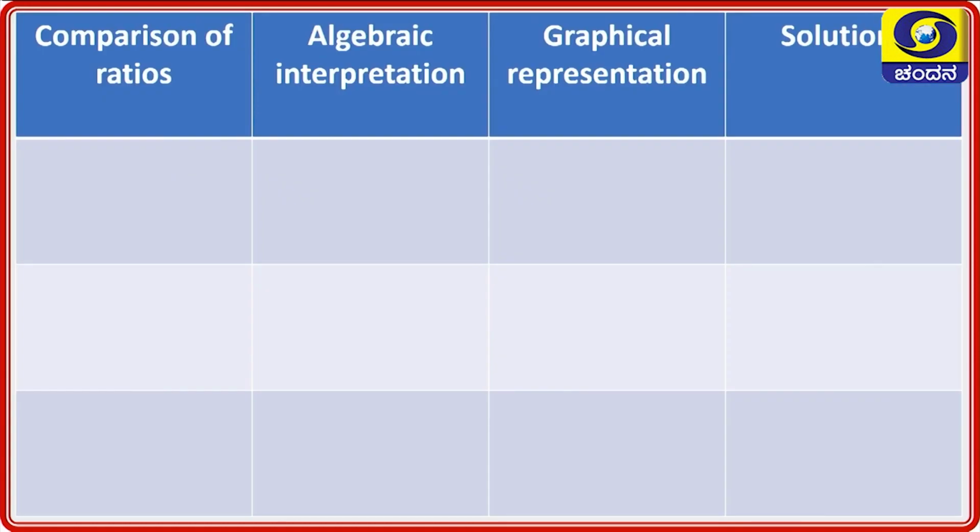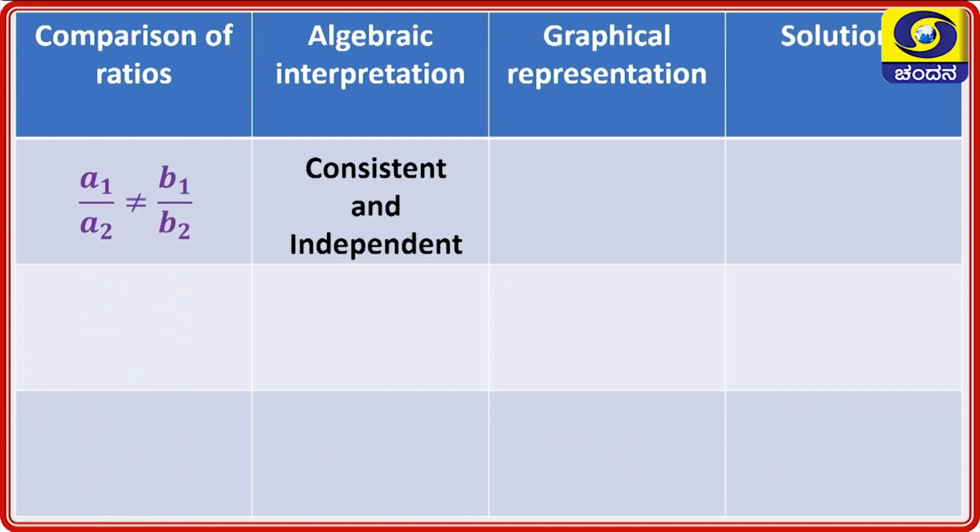Let us compare the ratios and their algebraic interpretation, graphical representation and solutions. Observe here, children. If A1 by A2 is not equal to B1 by B2, then the algebraic interpretation is they are consistent and independent, whereas for graphical representation those two lines will intersect each other, and it has only one solution, that is a unique solution.